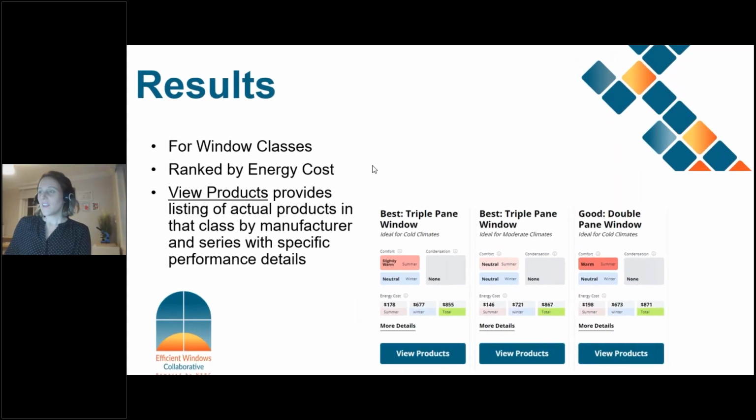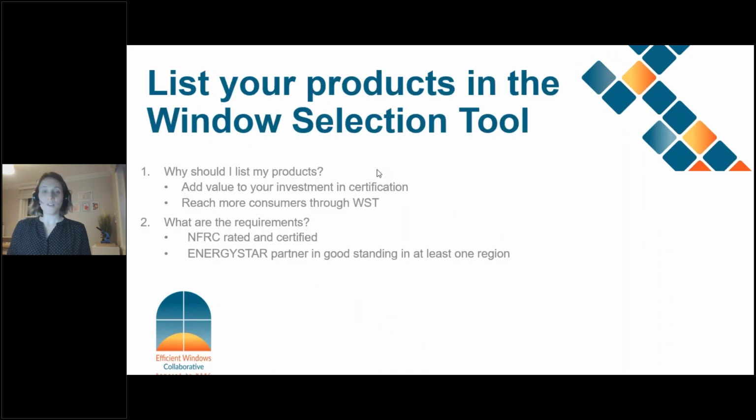So now we're just going to talk a little bit about listing your products in the window selection tool. A couple of the main reasons why someone should list their products: it really adds value to your certification. We know how much time and energy and resources you put into that certification. The window selection tool really takes those ratings and makes them easy to understand for consumers. And you also are going to reach more consumers through the window selection tool.